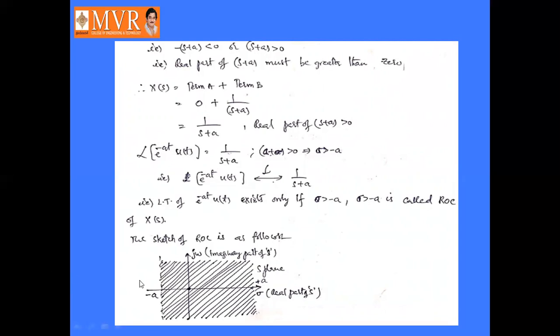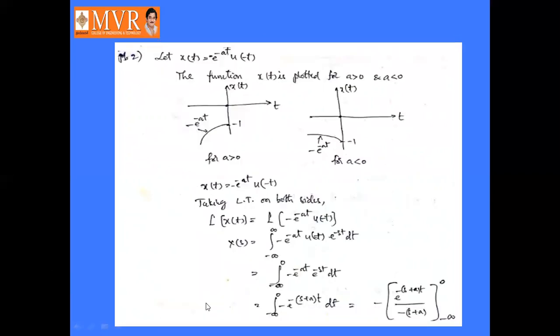The S plane is a combination of real and imaginary axes, sigma and j omega. So sigma is the real part of S, and j omega is the imaginary part of S, right? This is the S plane. So sigma is greater than minus a. Beyond this minus a, we will get the ROC. This is nothing but our ROC. Okay, like that we'll do the problem.